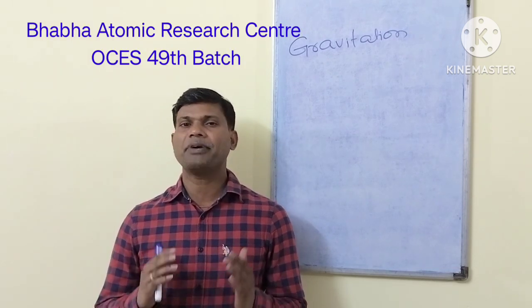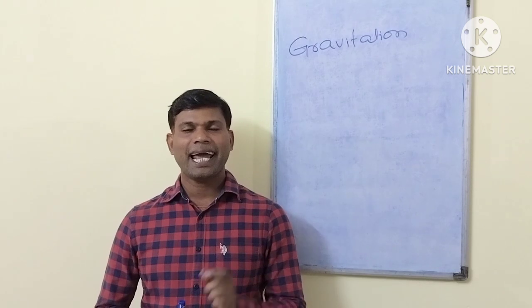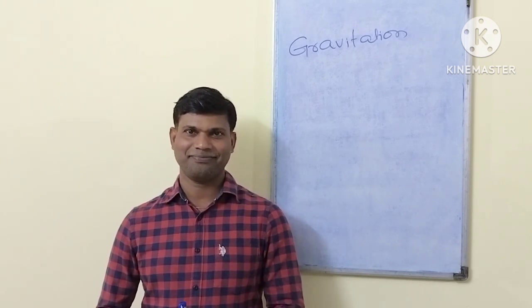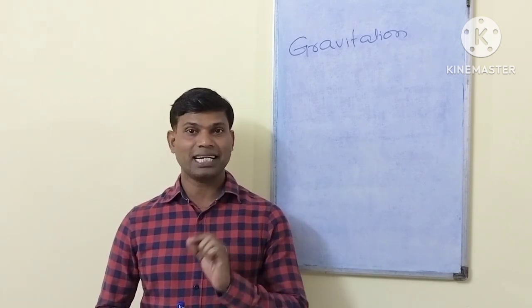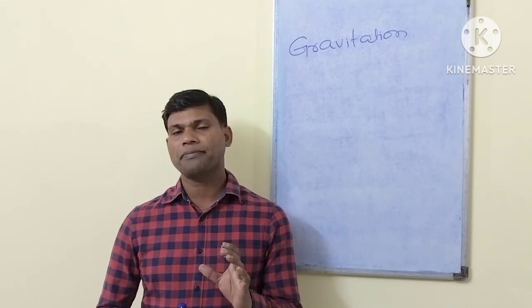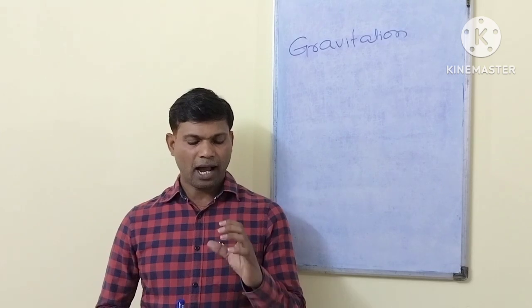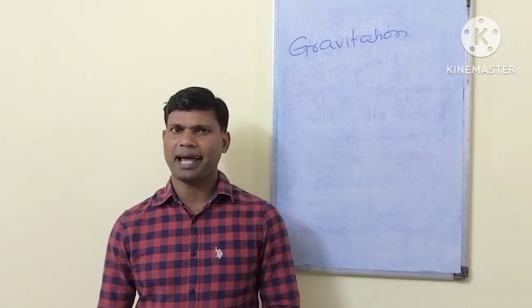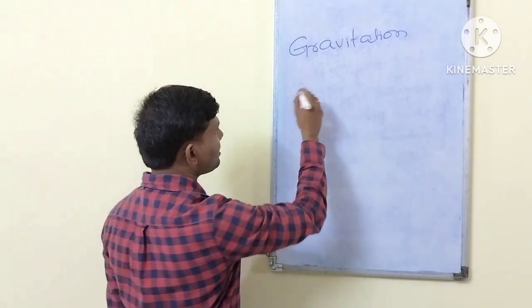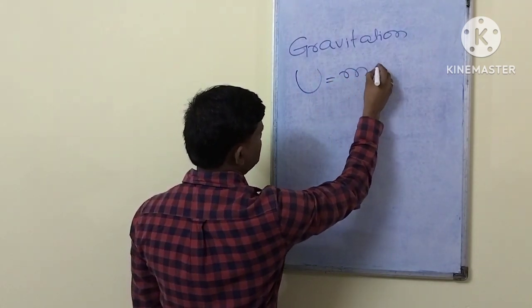Okay. Today what we discuss is gravitational potential energy. What is that? You know the formula: mgh. g is acceleration due to gravity, h is height from the ground. Height from the ground means on the surface of the earth. Potential energy U I am calling mgh.